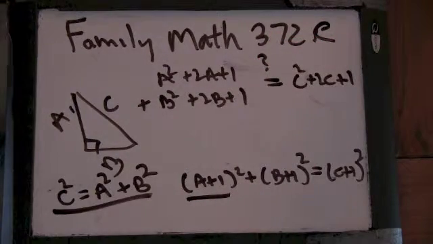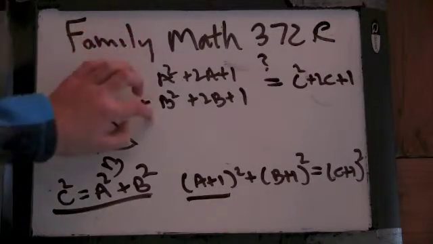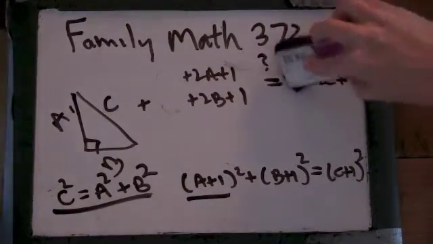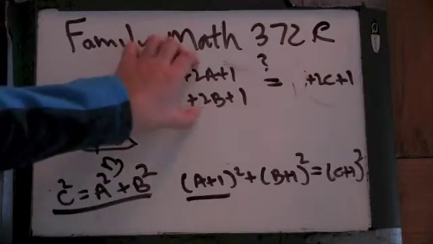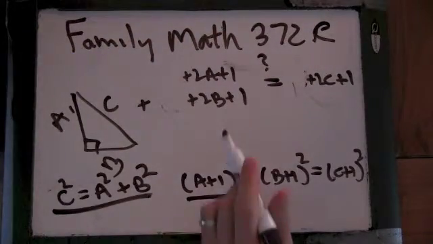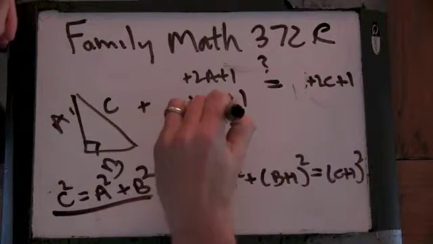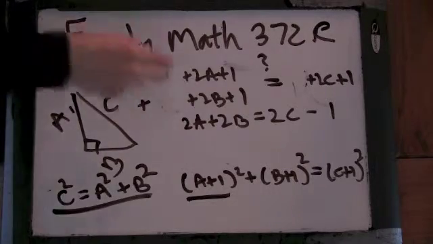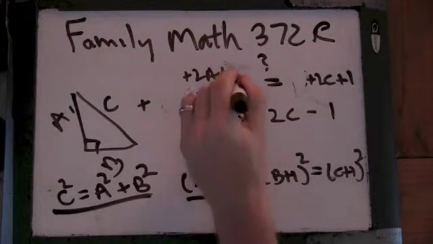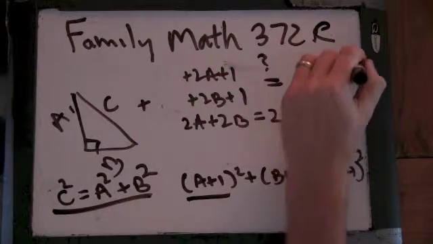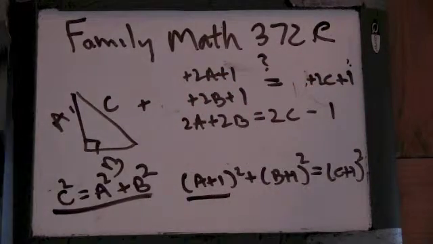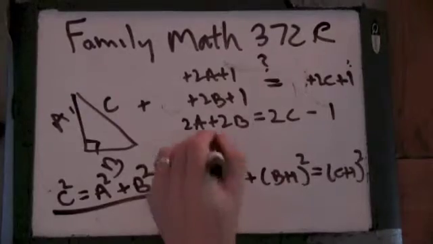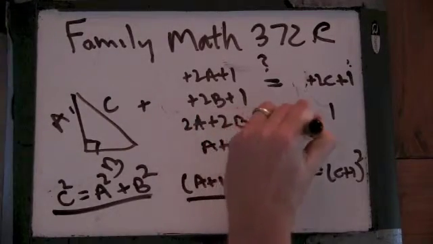Well, since we know that a squared plus b squared equals c squared, we can just erase those. That means 2a plus 2b would have to equal 2c minus 1. I took the 2 on this side and subtracted it from the 1, which got me the minus 1. Or we could divide by 2 and say a plus b equals c minus a half.